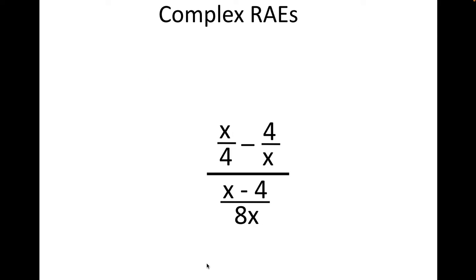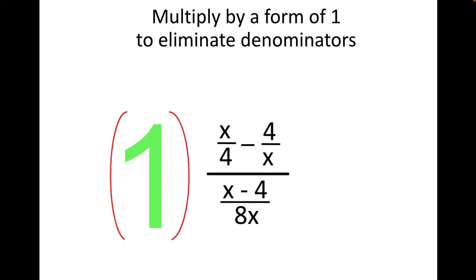Here is another example. If I had x over 4 minus 4 over x, all over x minus 4 over 8x. The first thing I want to think about is what will I multiply by? What form of 1 will eliminate my denominators? And by denominators, I mean my 4 over an x and then my 8x. So I mean my denominators within the numerator and within the denominator.